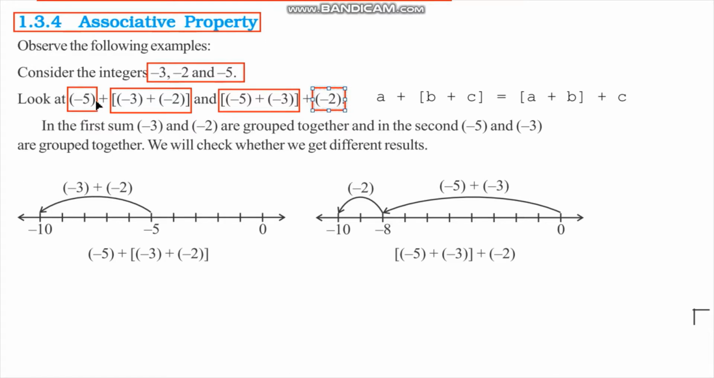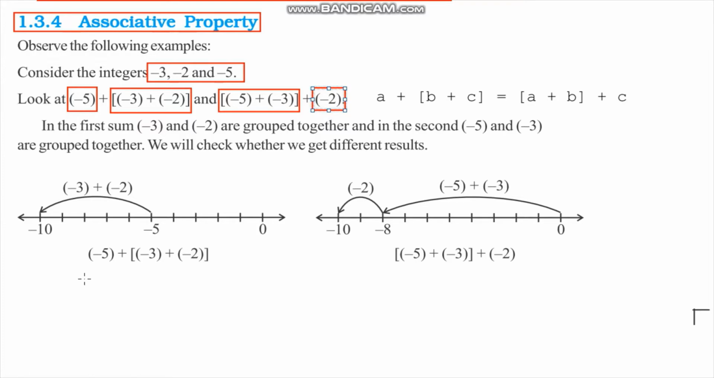In the first case, we have -5 separate. As you can see here, -5 is the value given to A. So it is denoted by A plus the grouping of (B plus C). In the second case, we have (A plus B), that is -5 and -3 grouped together, and then C is separate. Do you think these two are same? Do you think the grouping matters?